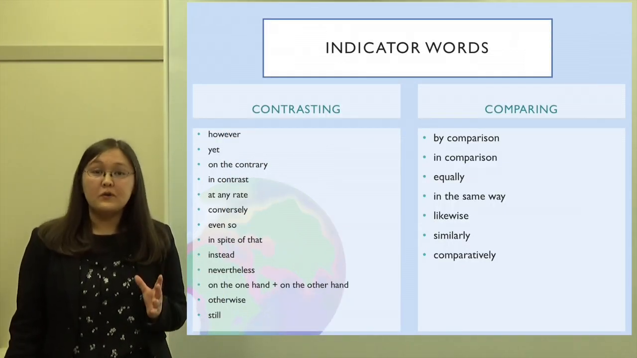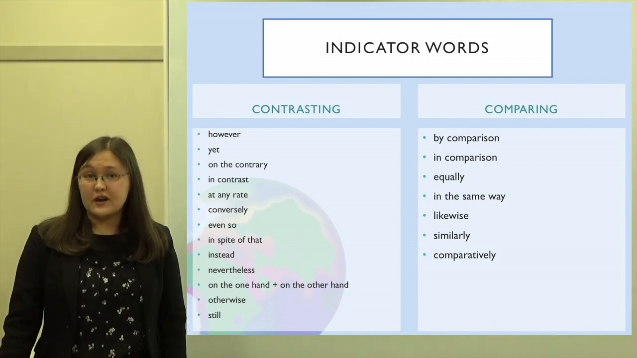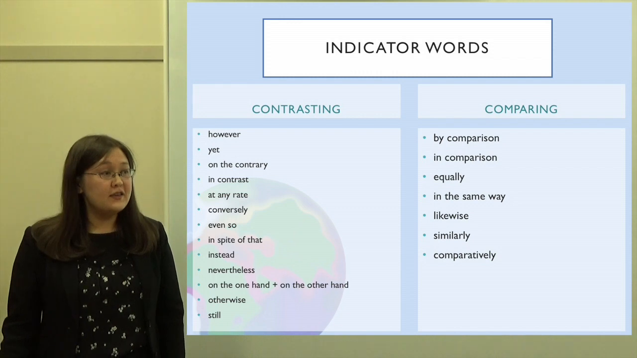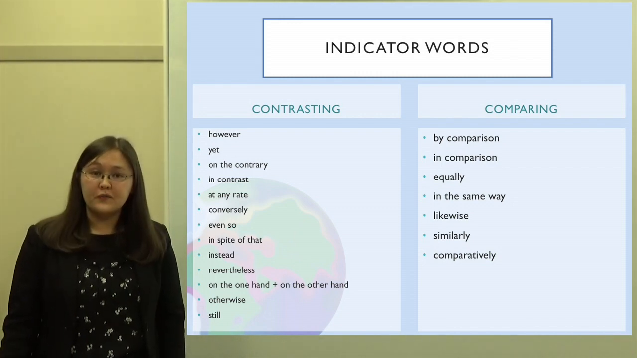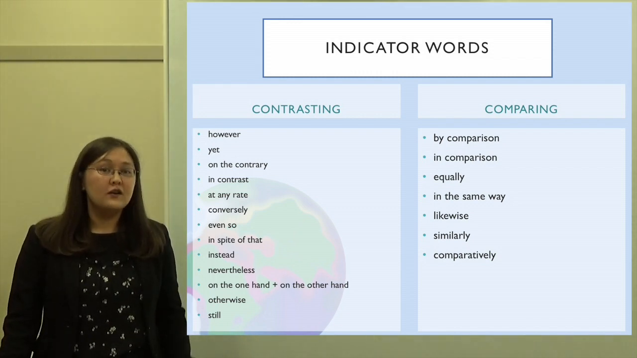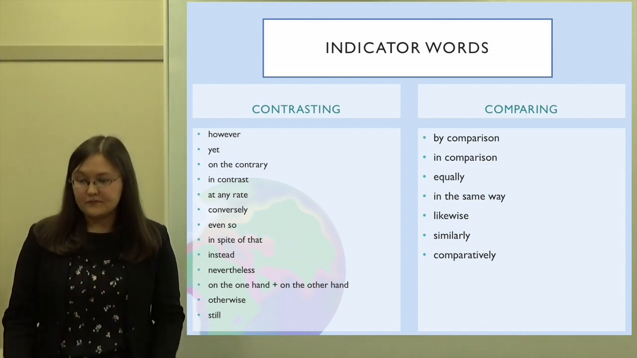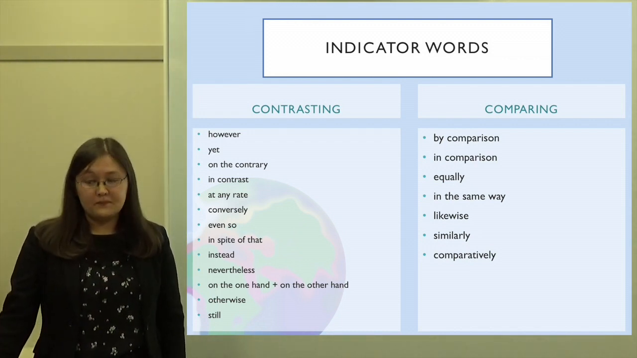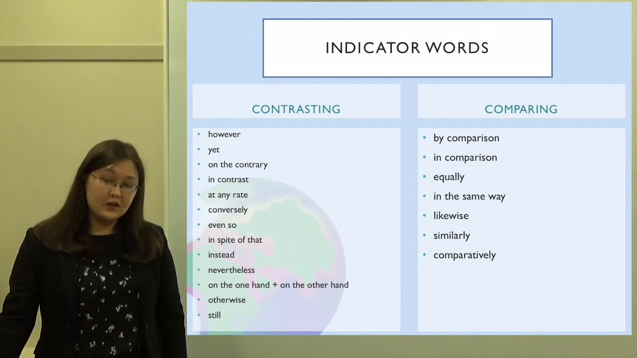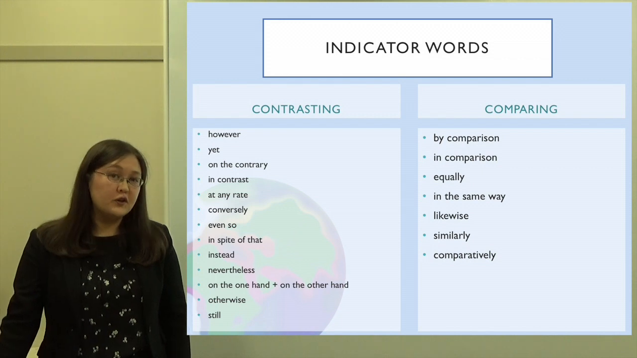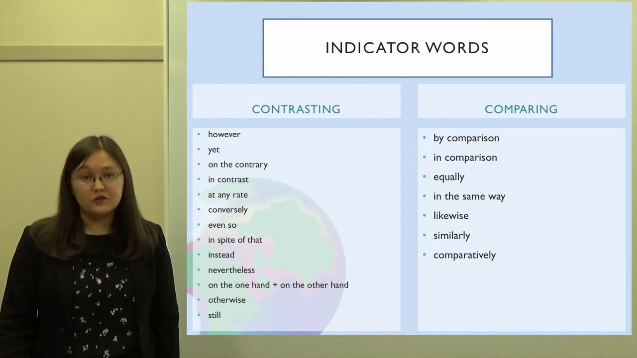An important type of indicator word is contrast. Contrasting words, like however, yet, although. These show you when we are switching from a premise to a conclusion. Comparing words, by comparison, in the same way. These can also show you the location of a conclusion.